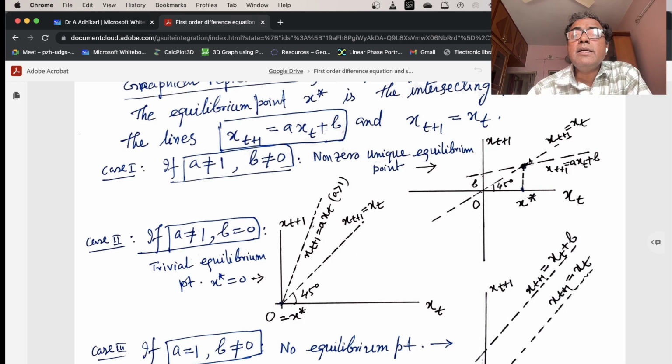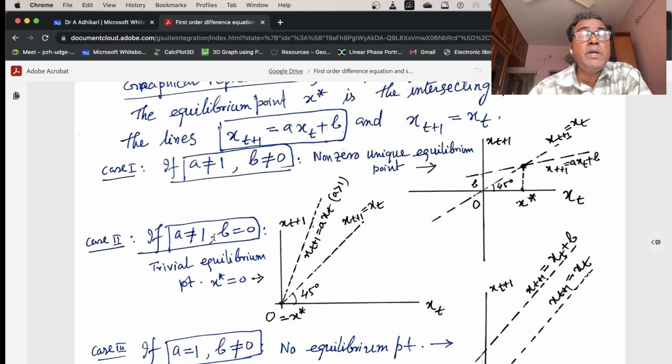So obviously the intersecting point of the reproduction curve and the diagonal is this point, and the x-coordinate, that is x star, is the equilibrium point of the system. So we get a non-zero unique equilibrium point x star of the difference equation xt plus 1 equal to axt plus b, when a not equal to 1 and b not equal to 0.